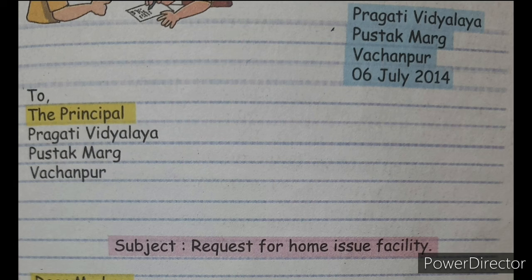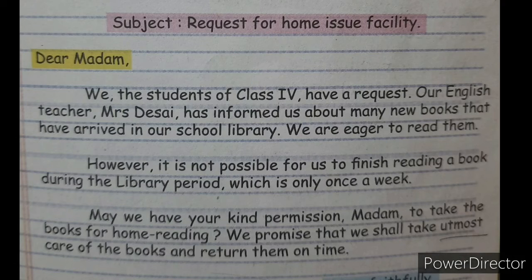Below the receiver's address you can see the subject. The subject is Request for Home Issue Facility. Issue means permission and facility means service. The subject, Request for Home Issue Facility, means students are asking the principal to allow them to take books home for reading. After the subject you have to address the receiver saying Dear Madam or Sir. Here the principal is a madam, so the students have written Dear Madam.